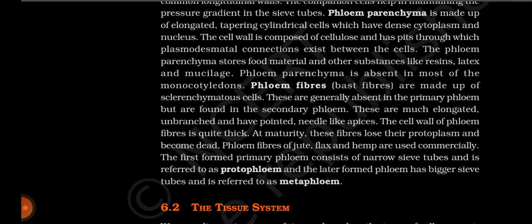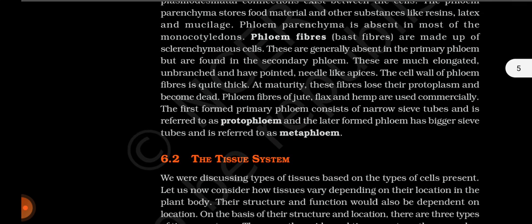Phloem fibers, or bast fibers, are made up of sclerenchymatous cells. These are generally absent in primary phloem but are found in secondary phloem. These are much elongated, unbranched, and have pointed needle-like apices. The cell wall of phloem fiber is quite thick. At maturity, these fibers lose their protoplasm and become dead. The phloem fibers of jute, flax, and hemp are used commercially.